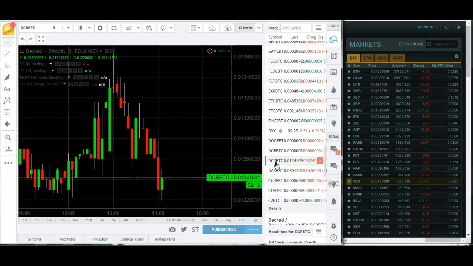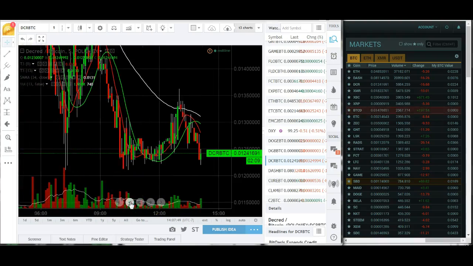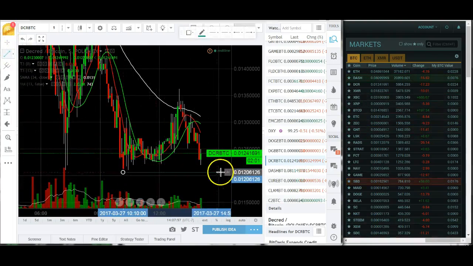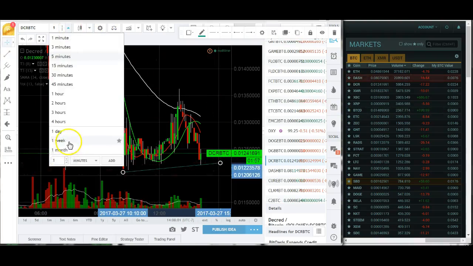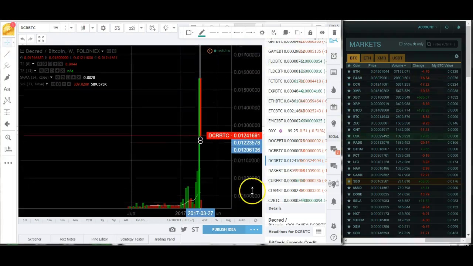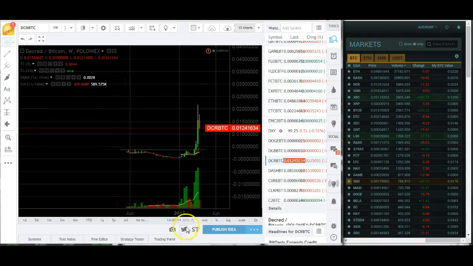Let's look on down. DCR, Decred. Right now I'm coming off a bottom. I got a double bottom, higher low. That's a 5-minute chart. Let's start with the weekly. Oh, look at that. All right, so I made a top, it's coming back in.